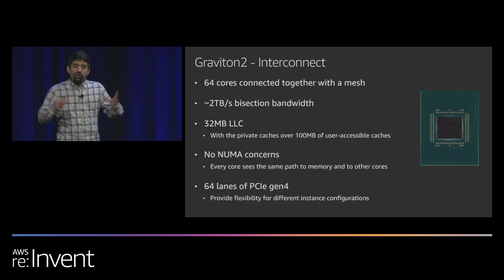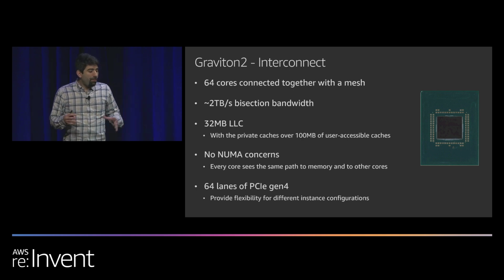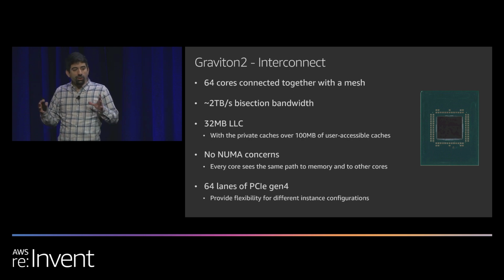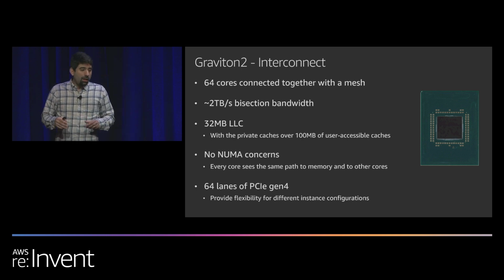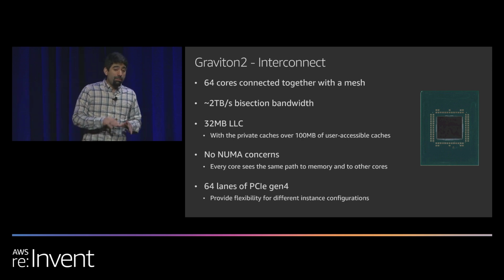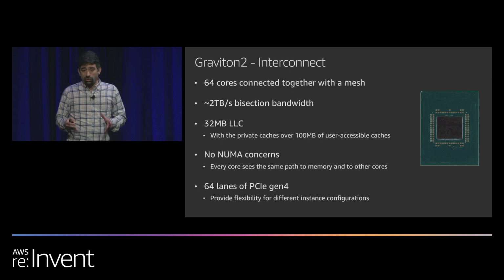So we took 64 of these cores, and we put them together with a mesh. And the mesh provides almost 2 terabytes a second of bisection bandwidth, which means when your application shares data, it can move very quickly from core to core. The picture you see here on the right is the picture of the actual die. It's a monolithic die. There are not any chiplets. There are not any NUMA regions.